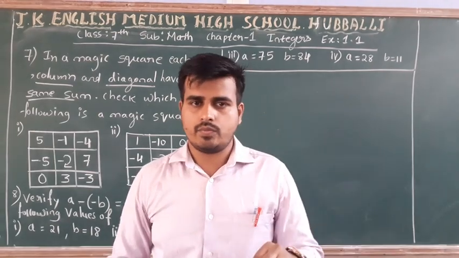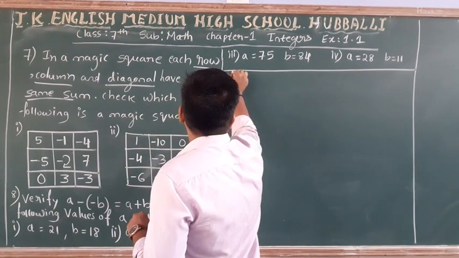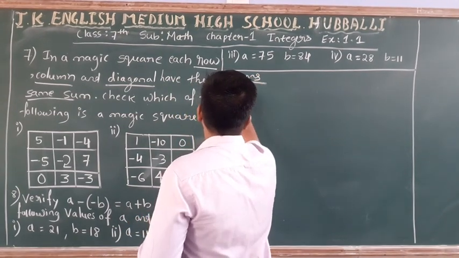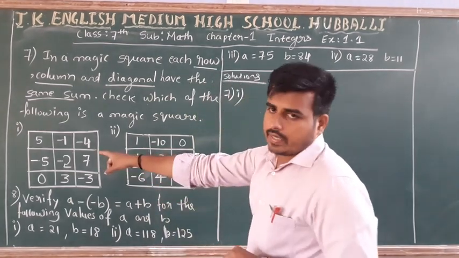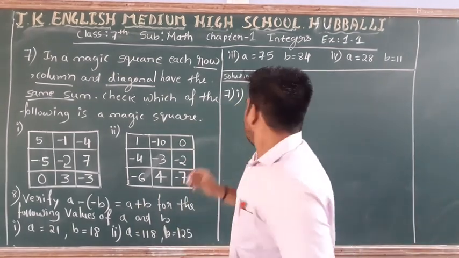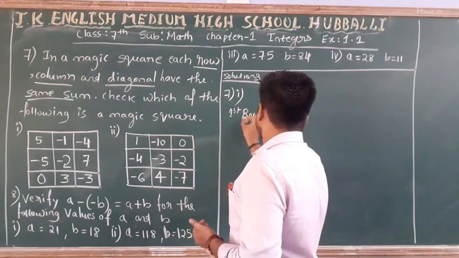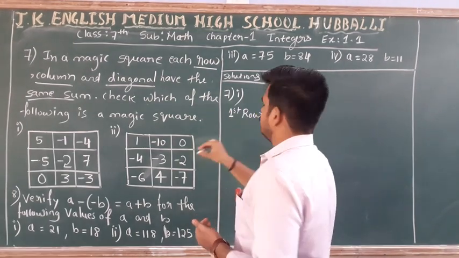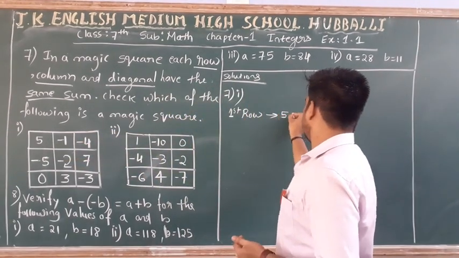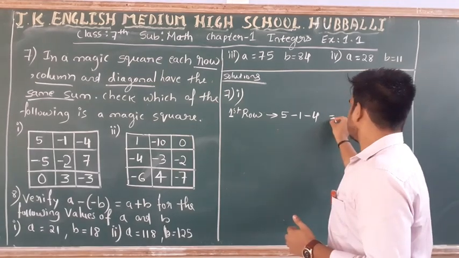So I will try the first one. Now the solutions. 7th main, first one. As the square is already here, we will first add the first row. Just add the first row: 5 minus 1 minus 4. What is the answer?